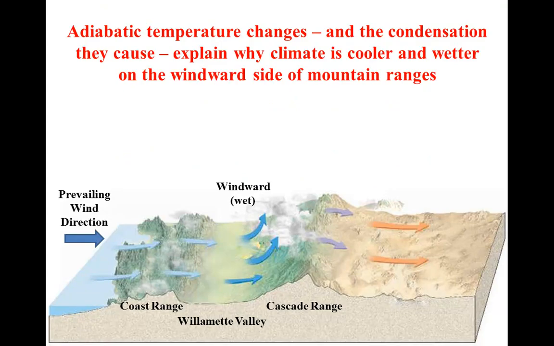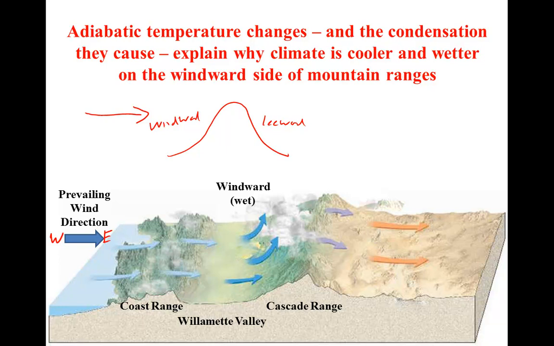So these adiabatic temperature changes and the condensation they cause once 100% relative humidity is reached explains why the climate is both cooler and wetter on the windward side of a mountain range. If this is our mountain and the wind is going west to east, then this side is the windward side, and this side is the leeward side, the side opposite the wind. So the windward side is the side of the mountain that faces the prevailing wind direction. In Oregon, as is the case elsewhere in the middle latitudes of the Earth, wind generally goes west to east.